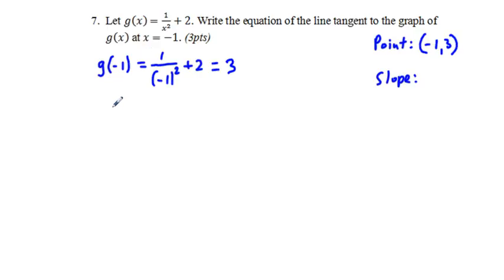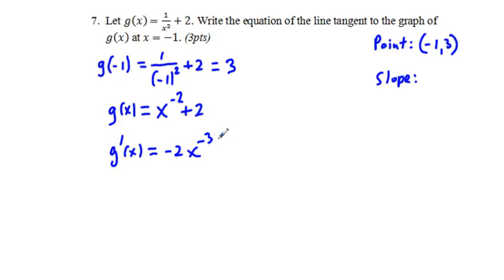Now to find our slope, we're going to take the first derivative of g of x, and we're going to rewrite g of x as x to the negative 2 power plus 2. This 1 over x squared is x to the negative 2 power. So next, g prime of x is equal to negative 2 x to the negative 3 power, and the derivative of 2 is 0. So g prime of x is equal to negative 2 over x to the third power.